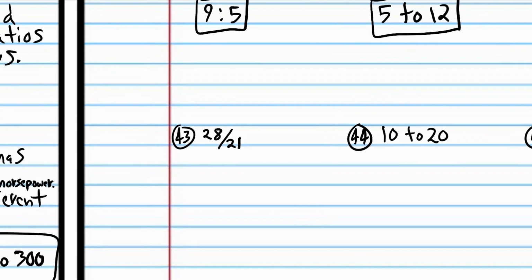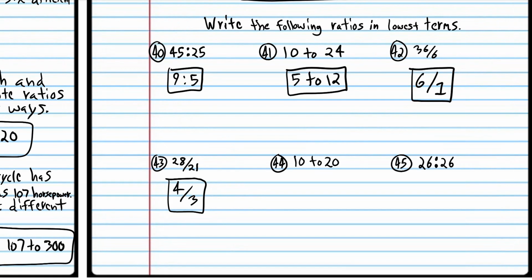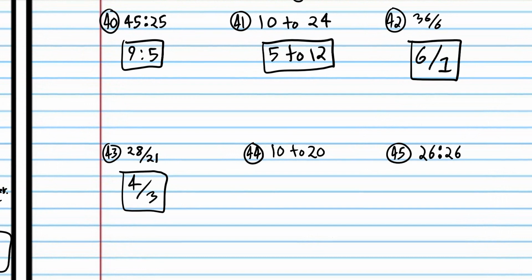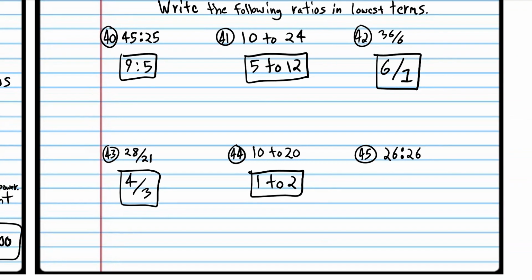Divide both sides by 7, and you get 4 over 3. So if you got that answer, good job. Go ahead and try number 44, and when you come back, we'll do it together. All right, we're back. Divide both sides by 10, and you get 1 over 2. 10 divided by 10 is 1. 20 divided by 10 is 2.